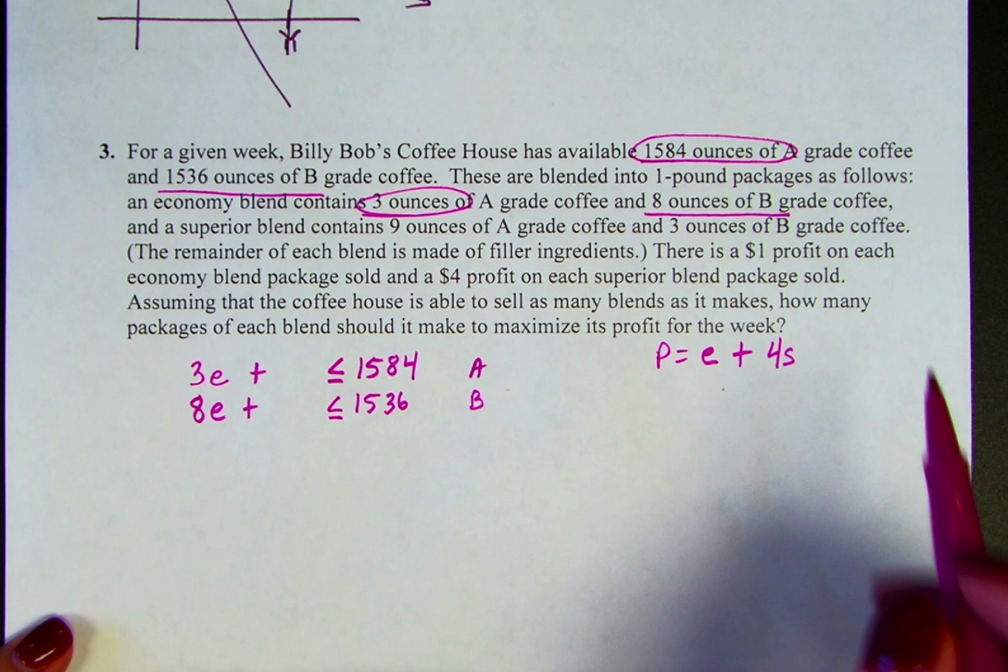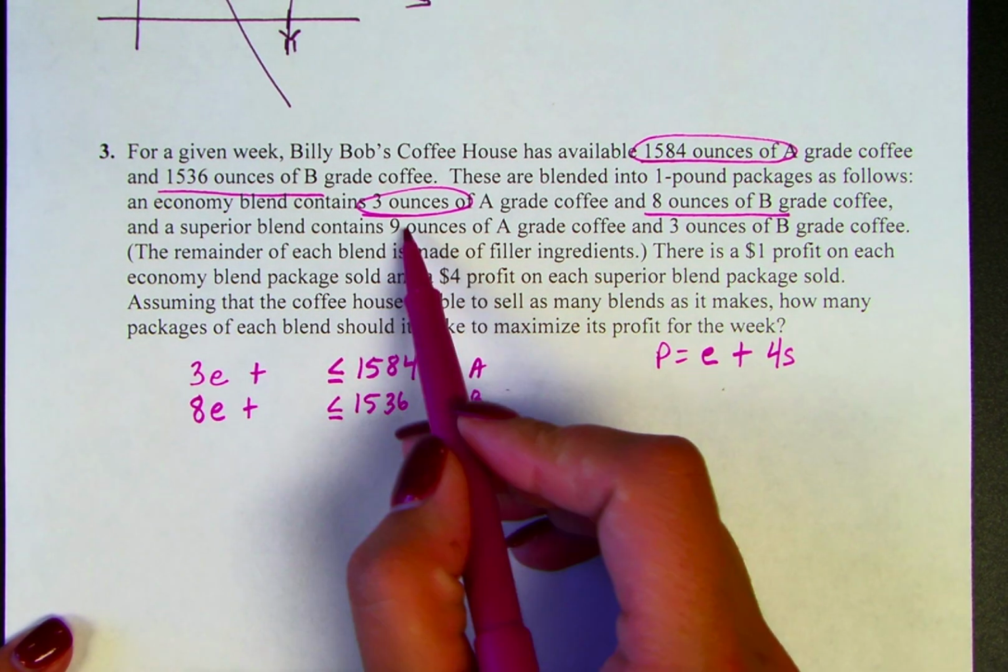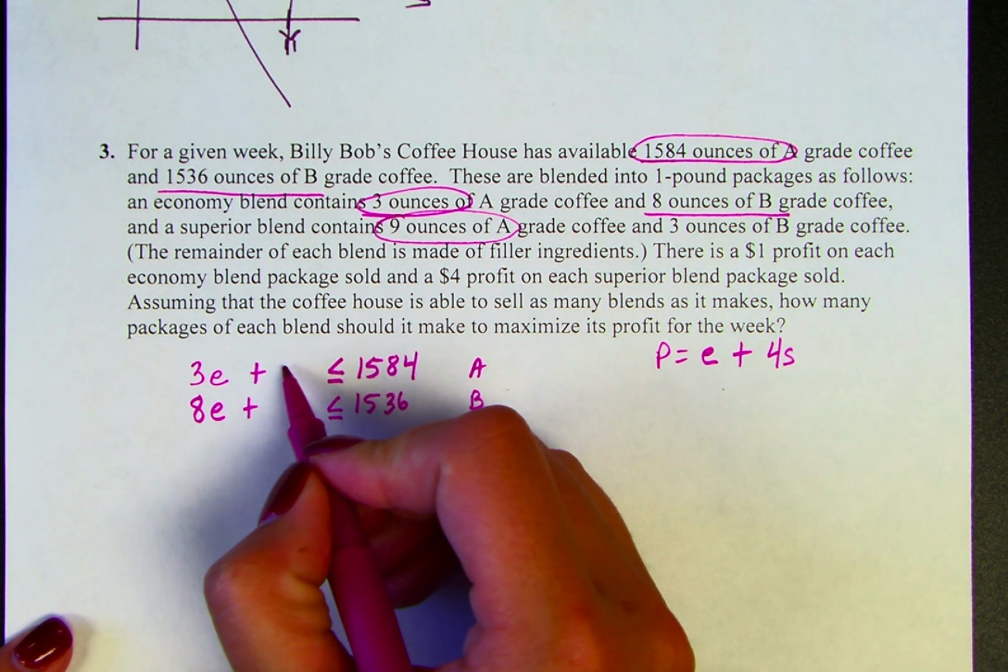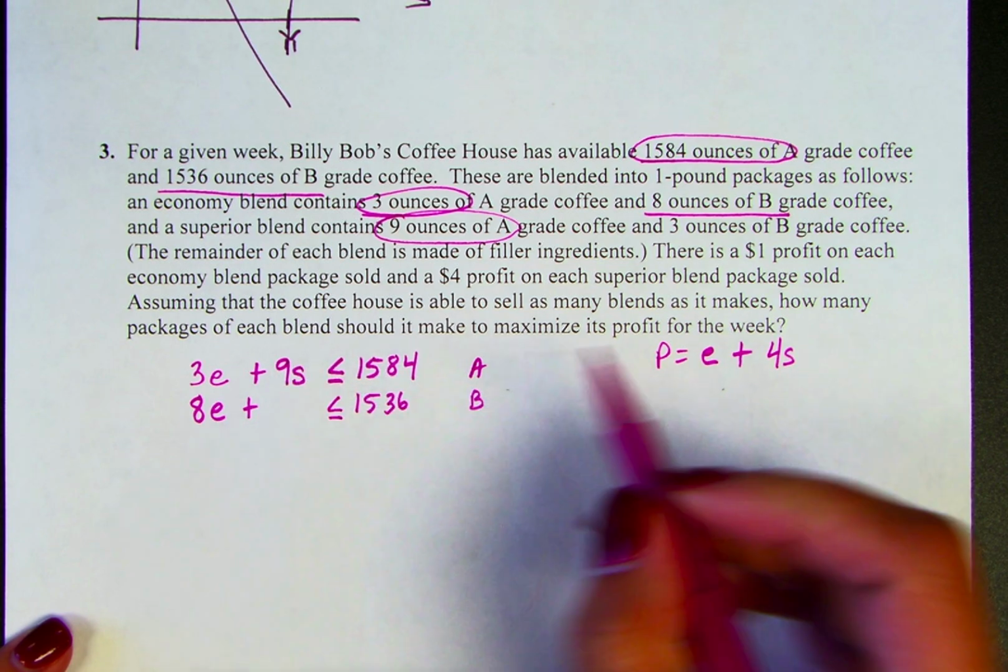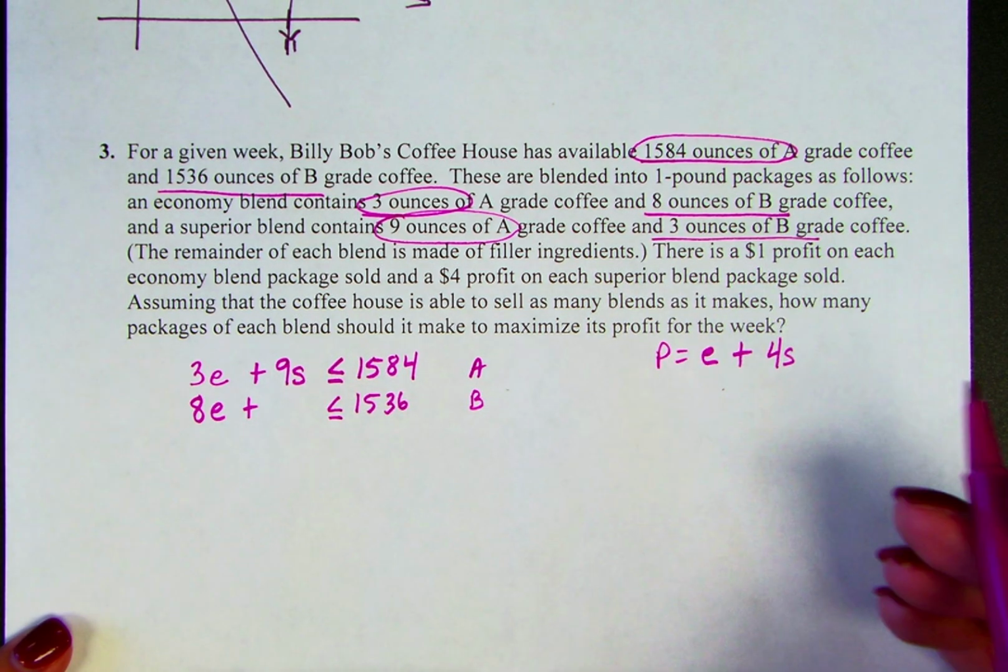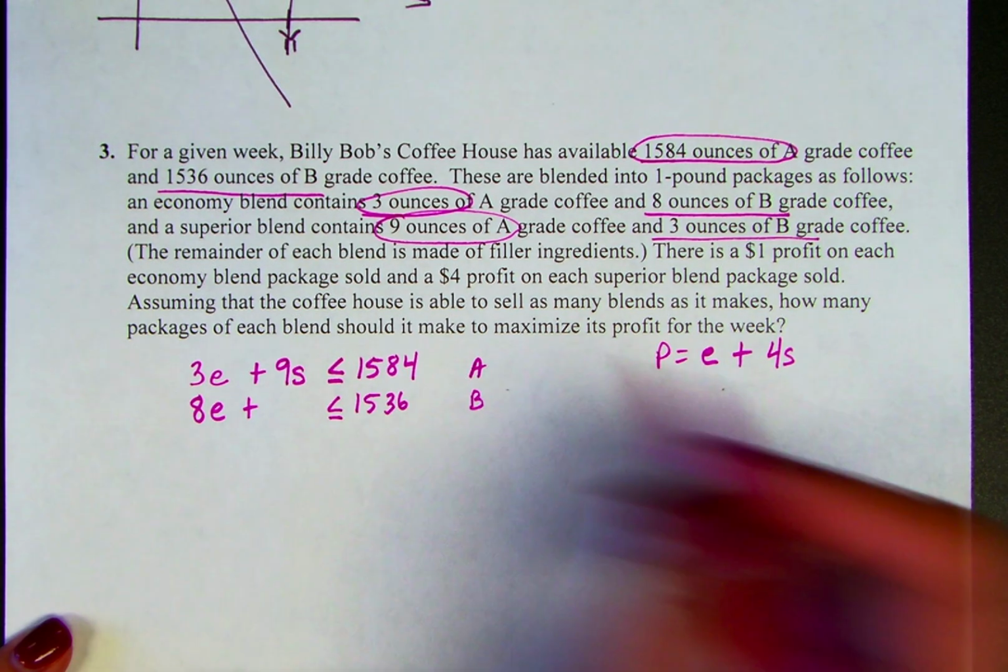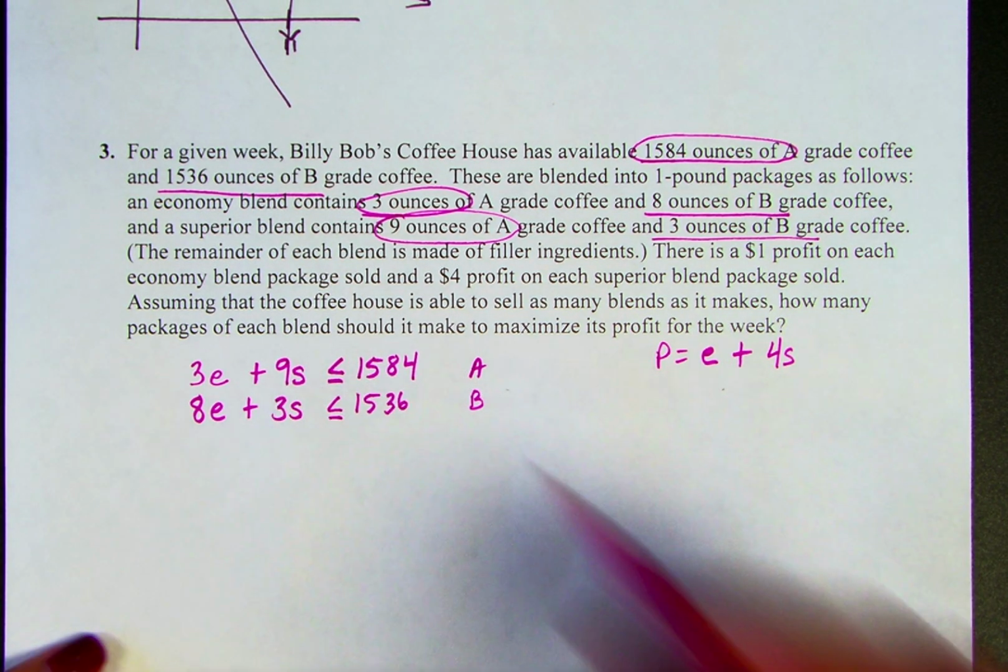Okay. And then in my superior blend, we have 9 ounces of grade A. So that will go up here, so 9S. And then we have 3 ounces of grade B. So this will be 3S in the other one.